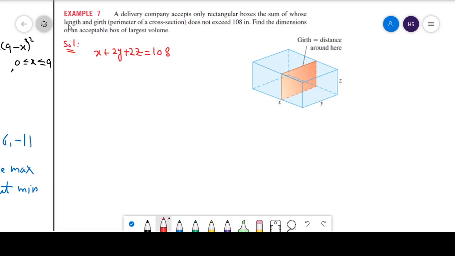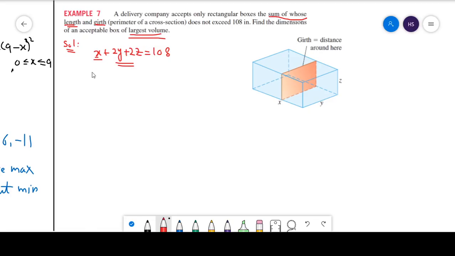That is what this says, that the sum of length and girth, the perimeter of a cross section, this is our typical cross section, the perimeter is 2y plus 2z. So x, the sum of length and girth, does not exceed 108. That means this is our constraint. And next we need to maximize the volume.